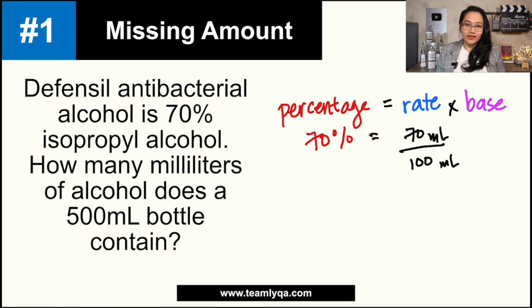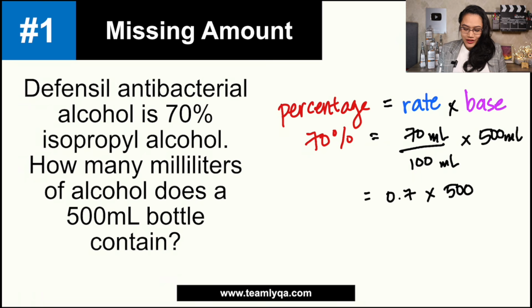Ito yung rate natin. Now, ano naman yung base natin? Ang base natin ay kung ilan siya or ilang ml siya lahat-lahat. Gaano yung karami, yung volume nito, ilan yung laman niya na ml? That would be, okay, times yung base natin which is 500 ml. Now, dahil meron na tayo nito, it says 0.7 times 500. All we have to do is to multiply this. Kung meron kayong calculator, you can use that.